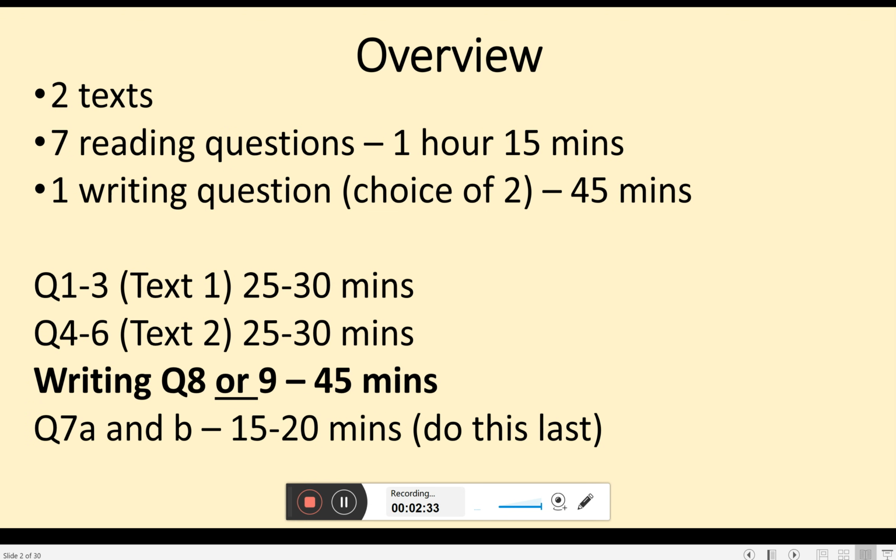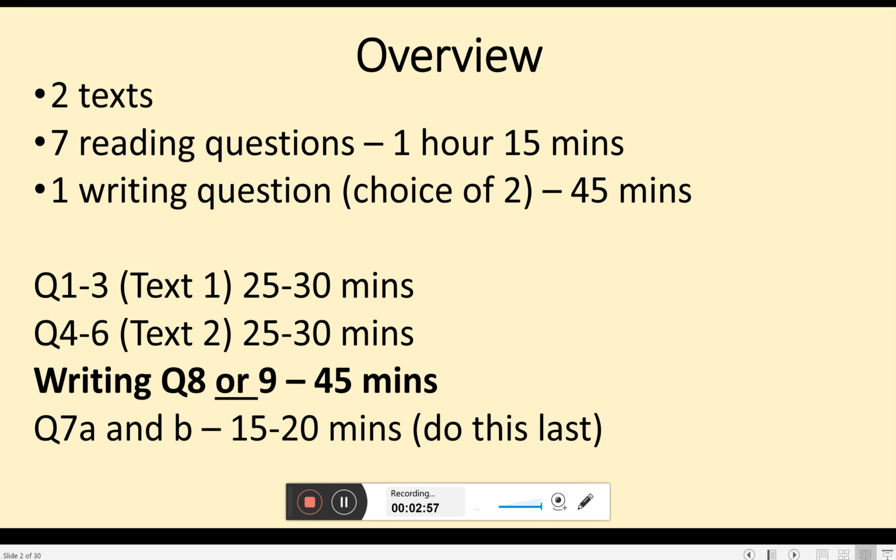And then I would suggest that you have an attempt at question 7A and B. Do not just leave these questions. You must have a go at them, because examiners very, very rarely give 0 marks. And also, as you'll see in my further videos, there are a lot of really cunning techniques where you can guarantee yourself a decent amount of marks on those 2 questions. But I would do those last, in the last 15 to 20 minutes.